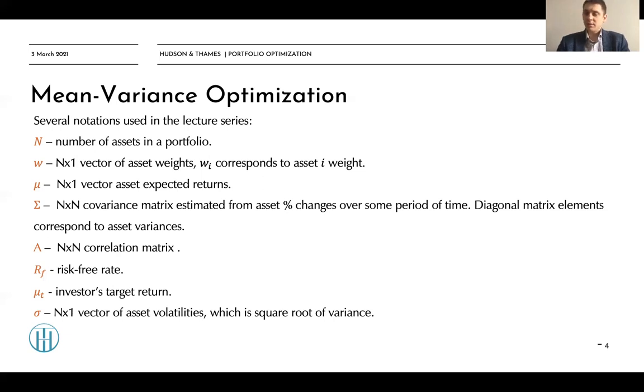So if you have a covariance matrix, you can convert it into an N by N correlation matrix. And the diagonal elements in this case for a correlation matrix will be equal to 1 because an asset perfectly correlates with itself, right? So the correlation between Google and Google equals 1. By RF, we will denote the risk-free rate.